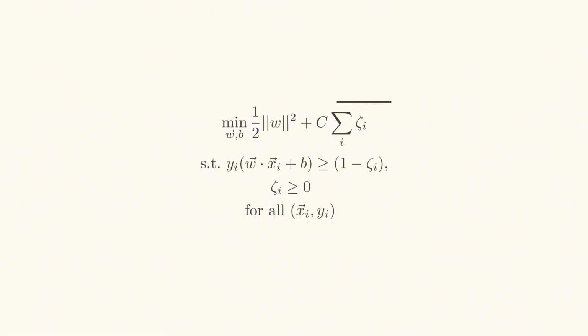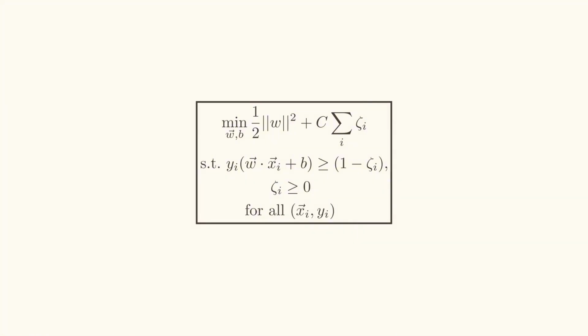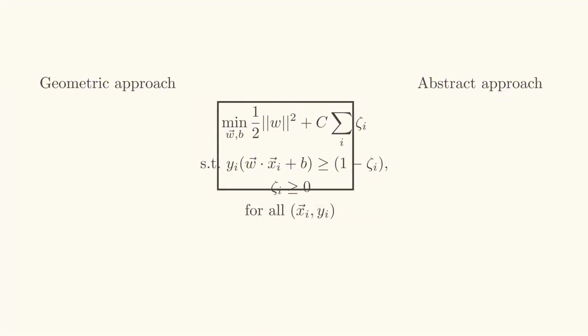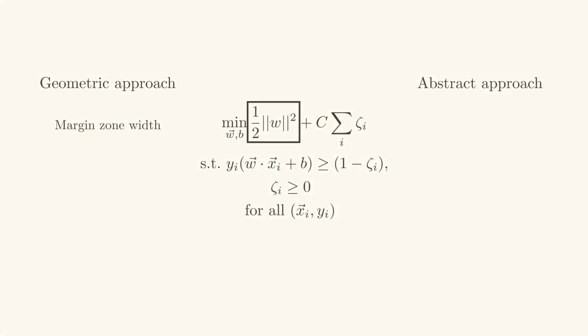And with that, we have arrived at the end of this video. We have seen that support vector machines can be understood both from a geometric perspective and by using an abstract approach based on empirical risk minimization. Recall that minimizing the squared length of W can be understood either as the goal to widen the margin zone or as a regularization term.